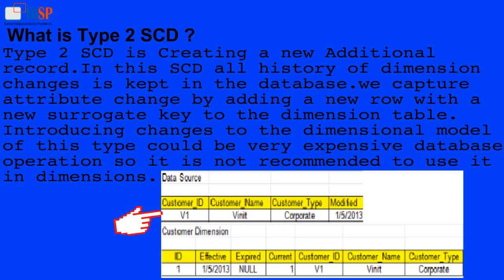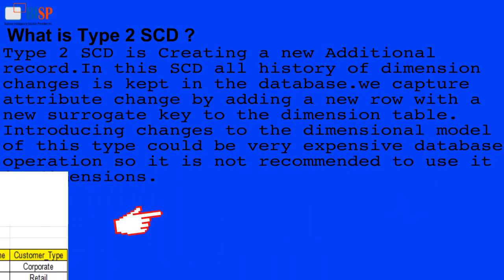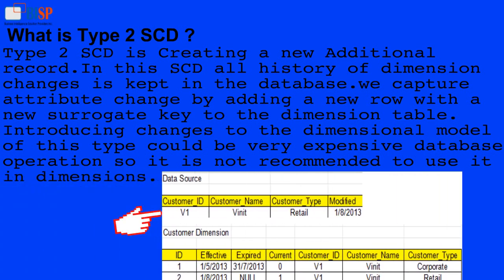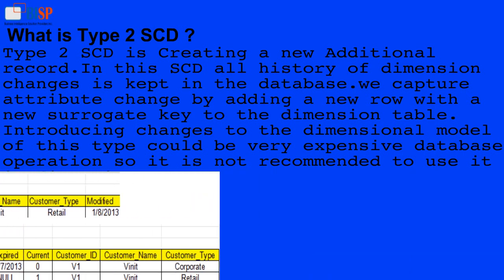Now if in the data source the customer type changes from corporate to retail, then in the customer dimension we will get two records, one showing the details of the previous customer type and another showing details for the current customer type, with effective date, expired date and current. Here 0 represents the previous one and 1 represents the current one. So we can say in Type 2 dimension we will get the current as well as the historical record.